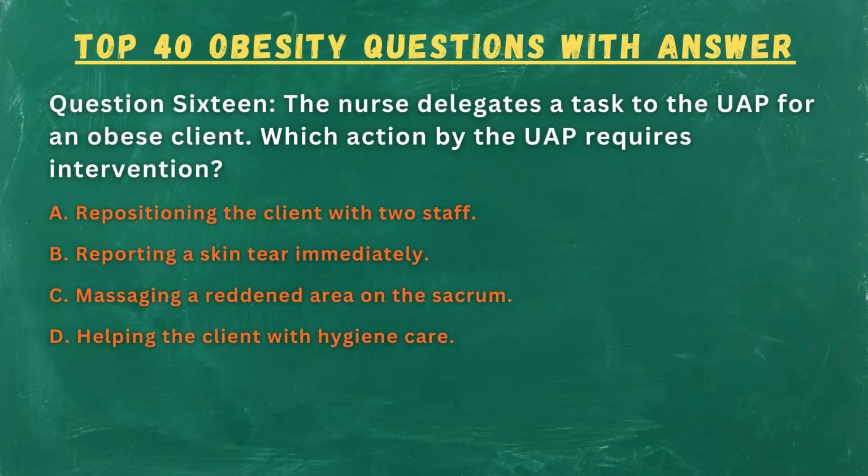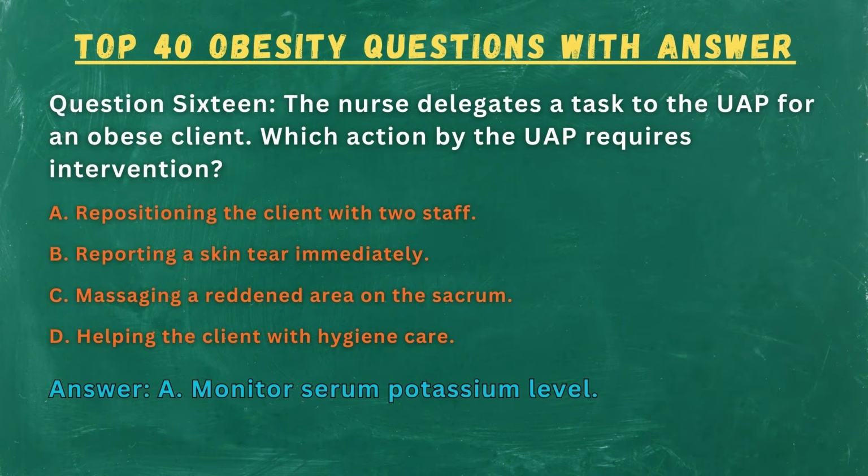Question 16. The nurse delegates a task to the UAP for an obese client. Which action by the UAP requires intervention? A. Repositioning the client with 2 staff. B. Reporting a skin tear immediately. C. Massaging a reddened area on the sacrum. D. Helping the client with hygiene care. Answer: C. Massaging a reddened area on the sacrum.